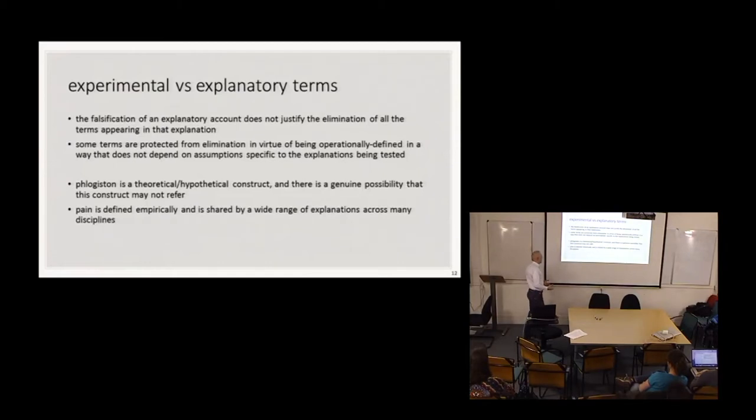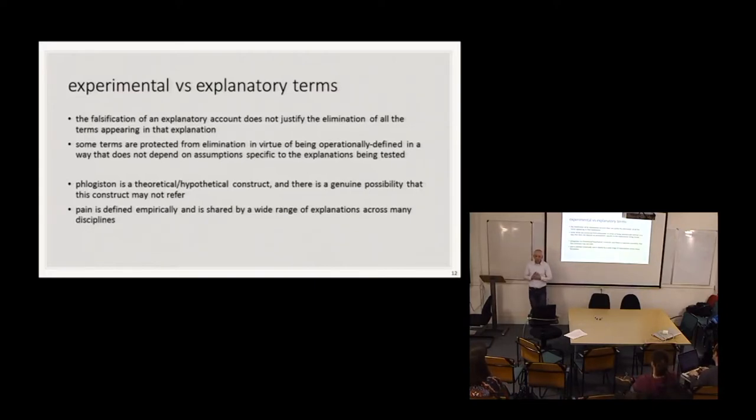And in fact, there was dispute about whether phlogiston exists or not. There was an agreement about what would be in principle proof of whether the explanation is correct or not, and that had something to do with measuring the mass of the reactants versus the output of these reactants. So one may argue that phlogiston in the end is a theoretical, or if you want, a hypothetical construct, and there is a genuine possibility that this construct might not refer. On the other hand, pain is defined empirically and is shared by a wide range of explanations across many disciplines.